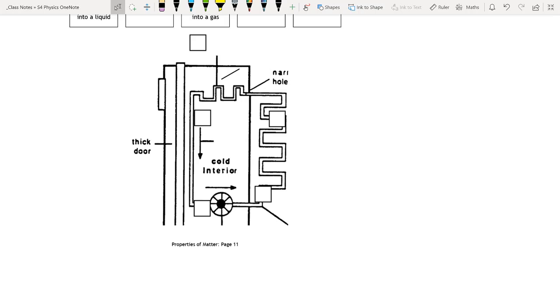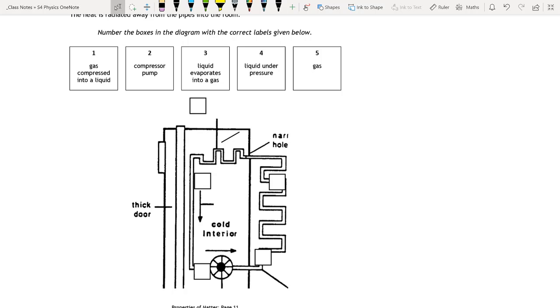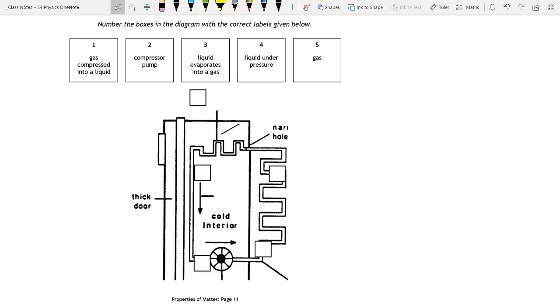Right, so what happens is, I'm going to start from the top. At the very top box there, this is where the liquid evaporates into a gas. So it takes in a lot of the heat energy from the surroundings and it cools down. That narrow hole. So that's where it gets colder. And then inside the fridge, we've got this cold gas moving around.